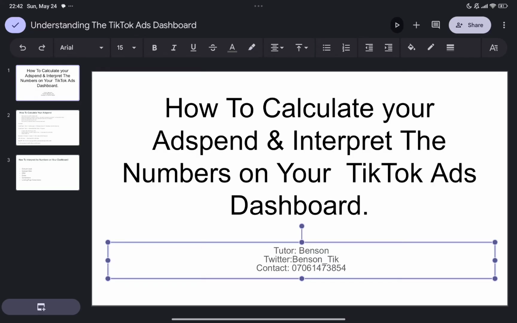And you have another category of people that always ask me, "Okay, I've run my first ad, I have this number showing on my dashboard. What does it mean, and how can I interpret it to scale my ad?"